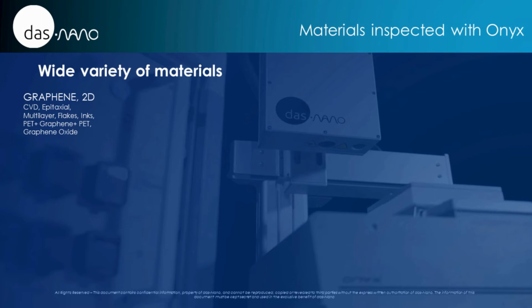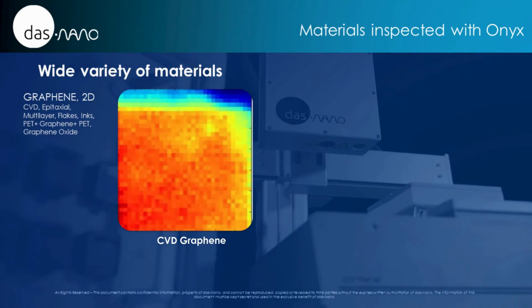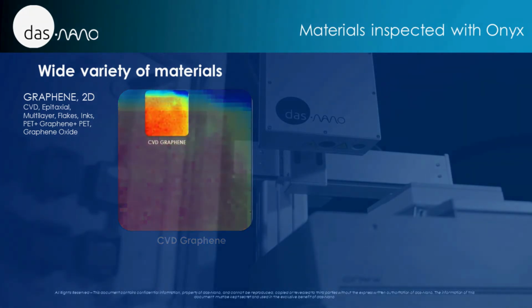In particular, in this first figure, we show a multi-layer graphene sample. Each layer of CVD graphene can be distinguished: 2 layers in the red-orange part, 1 layer in the light blue, and the absence of CVD graphene in the dark blue. However, not only CVD graphene can be characterized.